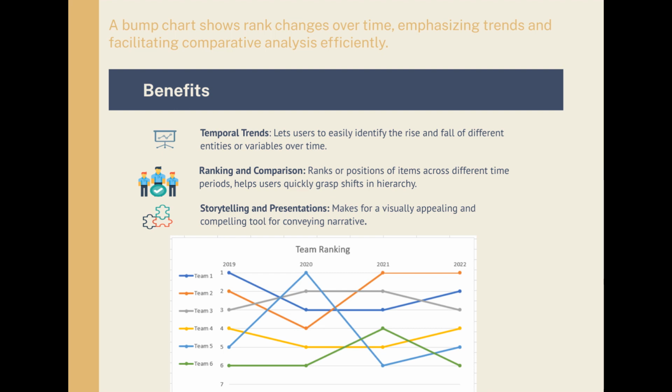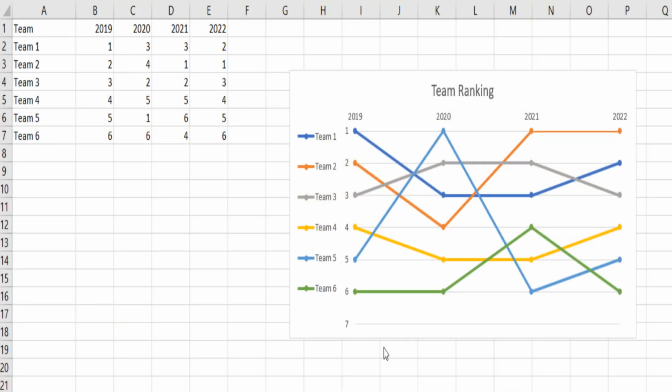Bump charts can be used to visualize change in ranks over time. Let's see how to make one in Excel. We'll use this data that shows the rank of 6 teams over the past 4 years.